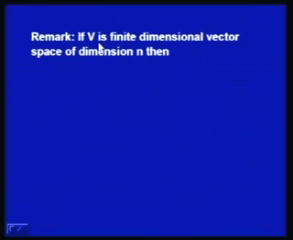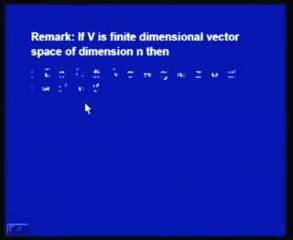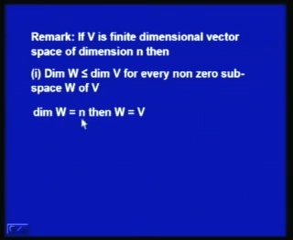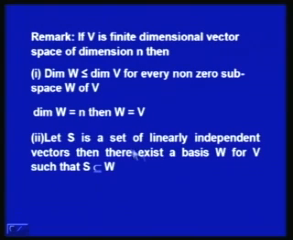Now, if we have a vector space V which is finite dimensional, then dimension of W is less than or equal to dimension of V for every non-zero subspace W of V. So, every subspace W of V will have dimension less than or equal to dimension of V, and in the special case when dimension of W is the same as dimension of V, then we say this W will be the same as the vector space V. I suggest that viewers prove this result. The second one is, let S be a set of linearly independent vectors, then there exists a basis W for V such that S is a subset of W.